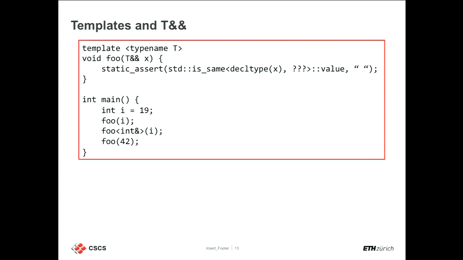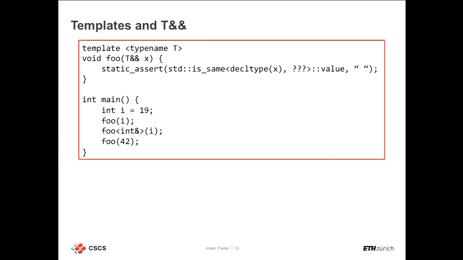What happens when we use R-value references and templates? I have a function, which is a template function on a type T, and my function foo accepts a T ref x. Here is just an example. I want to ask you what type x is. If I do decltype of x, what is the type of x?